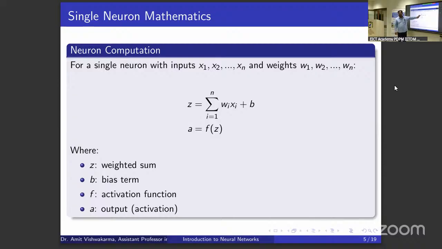But in higher dimension, because we know that i varies from 1 to n, this will become a plane. In higher dimension, a hyperplane. So whatever Z we are getting from this processing is now applied to f. Now what is f? f is the activation function.